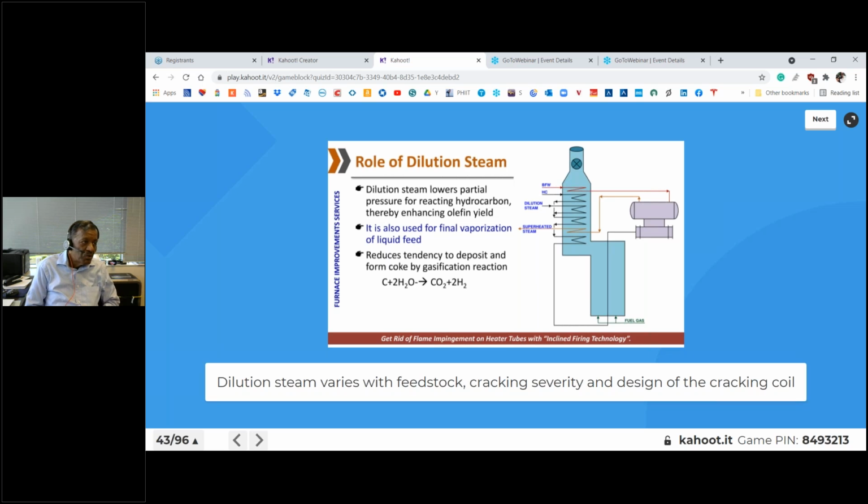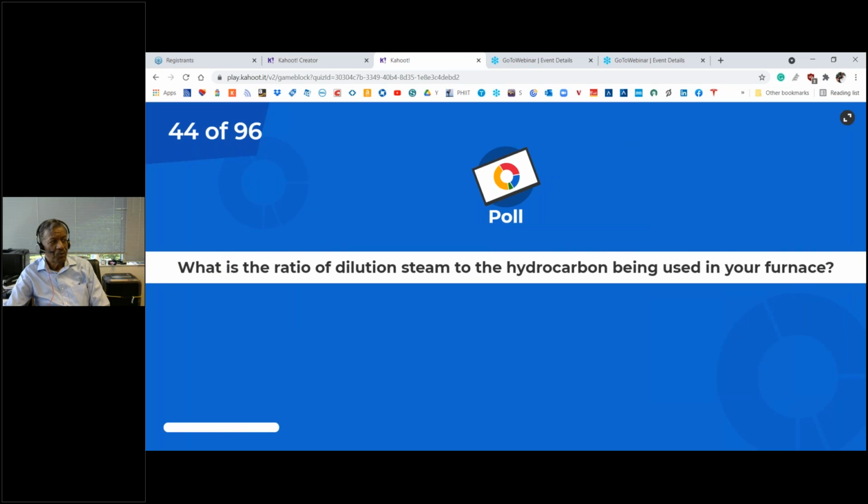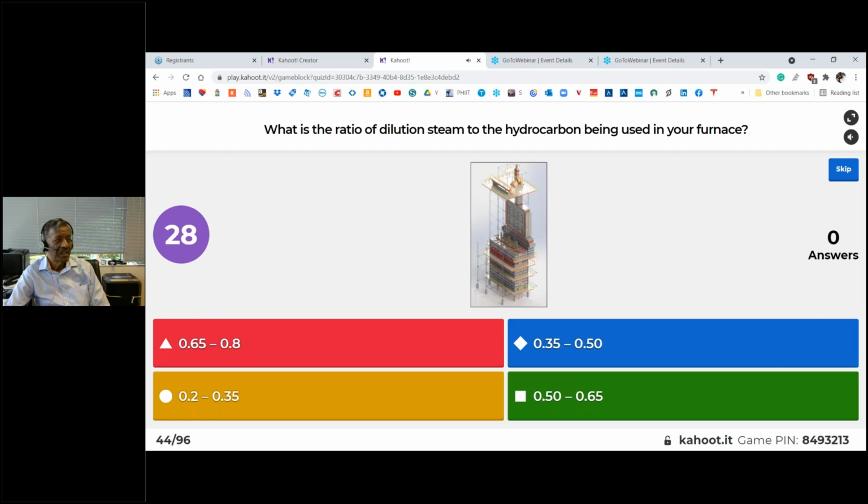So the dilution steam's role is to lower the partial pressure for reacting hydrocarbons, thereby enhancing olefin yield. It is used for final vaporization of liquid feed also, and reduces the tendency to deposit and form coke by the gasification reaction. So that's basically some of the benefits of steam. So we want to ask all the operating folks, what is the ratio of dilution steam to hydrocarbon being used in your furnace? How much steam are you putting in your furnace?